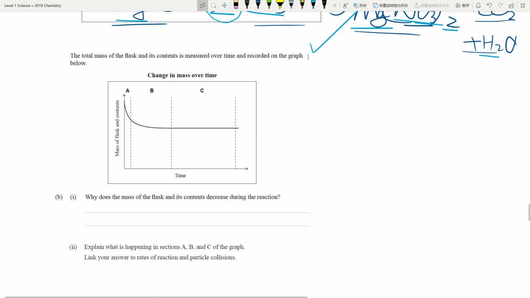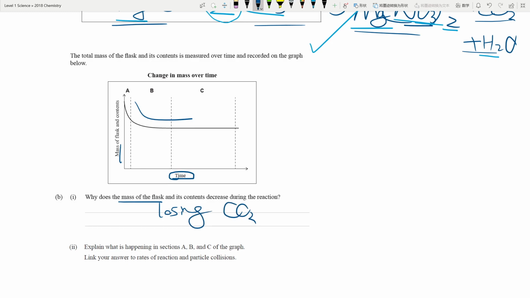So we mix them together. We're going to make some CO2 gas. Why does the mass of the flask decrease during the reaction? As you can see, as time goes along, the mass decreases. Okay, why does it do that? Because you're losing CO2 gas. The gas is leaving, so you will get lighter, obviously, because the gas will just evaporate.